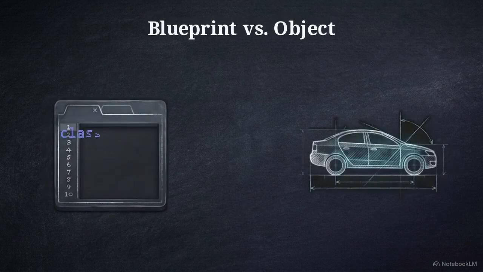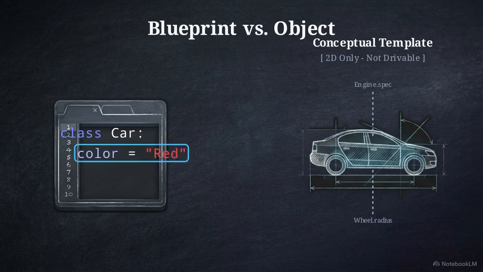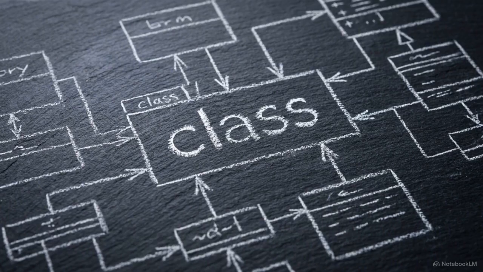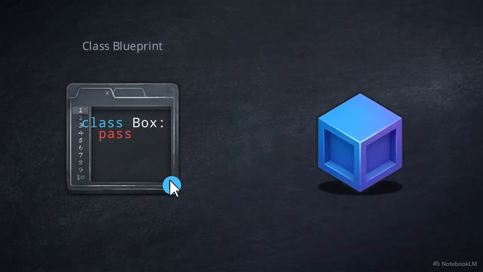A class is a conceptual template, much like an architect's blueprint for a vehicle. The blueprint details exactly what the car should look like, but the blueprint itself isn't a car you can drive. When you write properties inside this template, like setting a color to red, you aren't painting an actual vehicle. You are simply establishing a default rule for any objects you build later using this design. At this stage, the class is just a set of instructions. It remains inert until you tell Python to use those instructions to build something real.